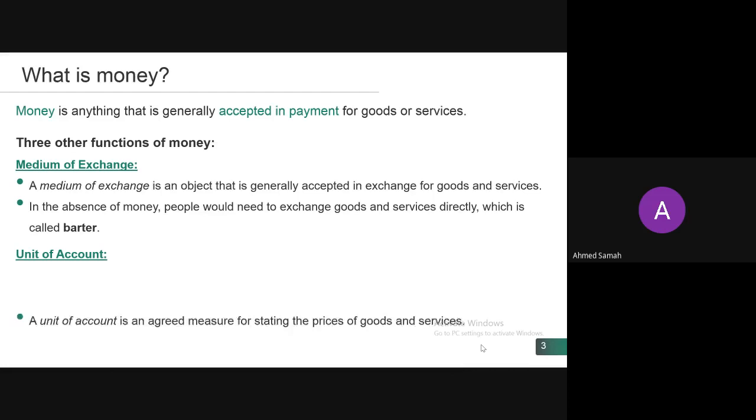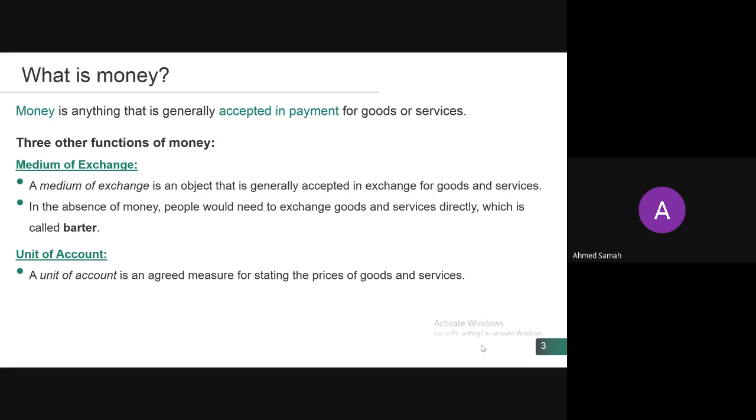Then money should have a unit of account. A unit of account is an agreed measure of value in the prices of goods and services. For example, if you want to value an apple, you should be able to value it with money. So for example, an apple can be valued at some rupiah or $1.